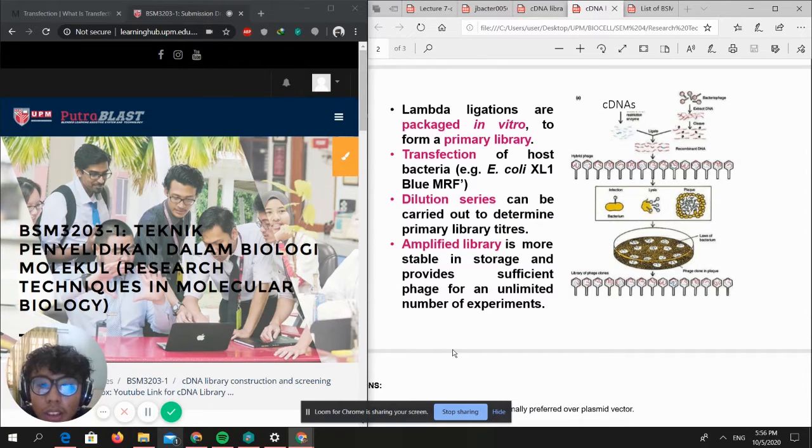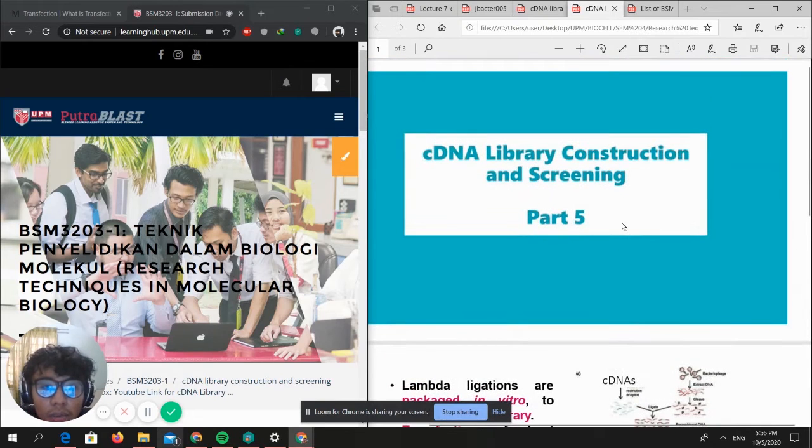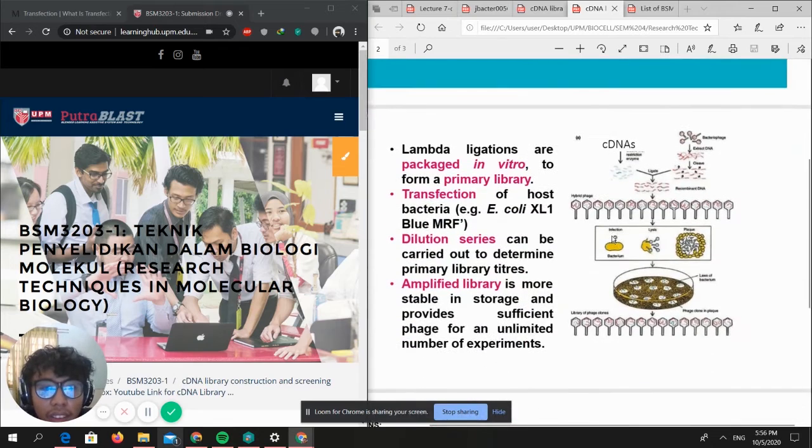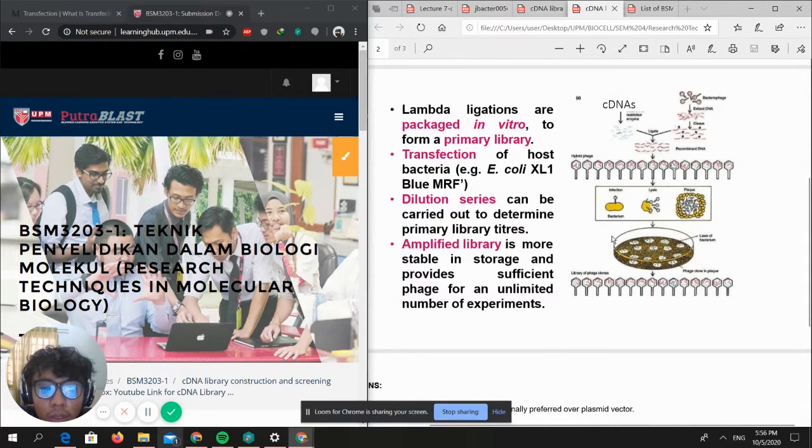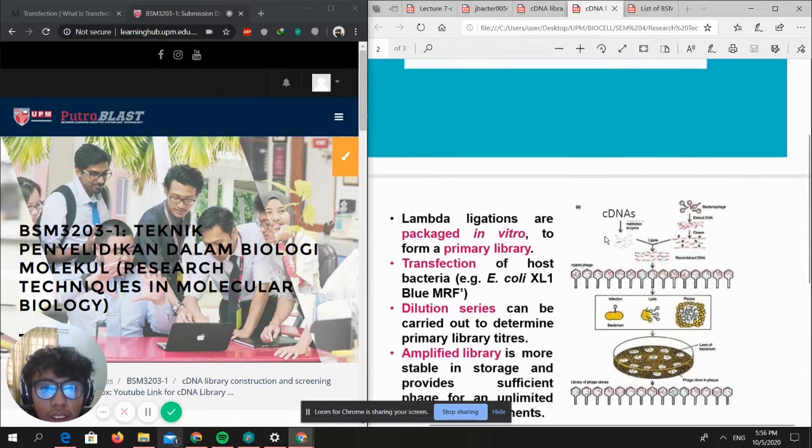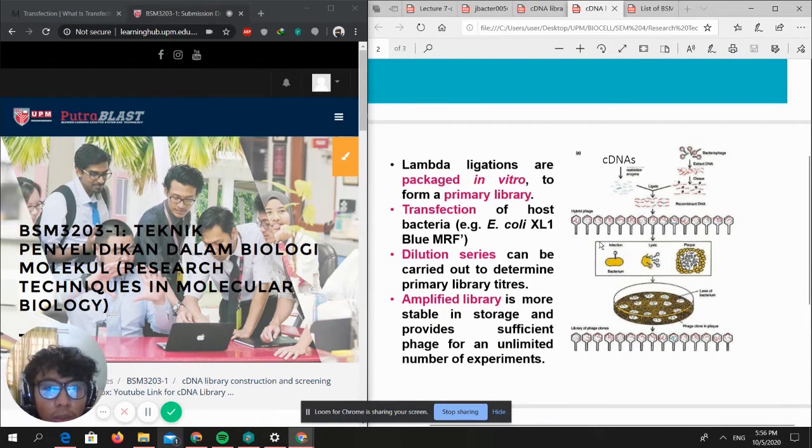I'm from Group 8. Today, I will explain what I understand from cDNA library construction and screening part 5. From what I understand from this slide and this picture, before transfection can happen, we want to introduce foreign DNA into the bacteria or into the cell by using a virus or phage. In this case, we use bacteriophage.